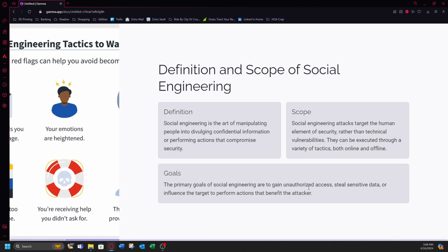The scope can be executed through a variety of tactics, both offline and online. The primary goals of social engineering are to gain unauthorized access, steal sensitive data, or influence the target to perform acts that benefit the attacker. So in a very minimized nutshell, it's manipulation, right? Manipulation and trying to get information that the person didn't need, wasn't supposed to have, but was able to gain through a process.